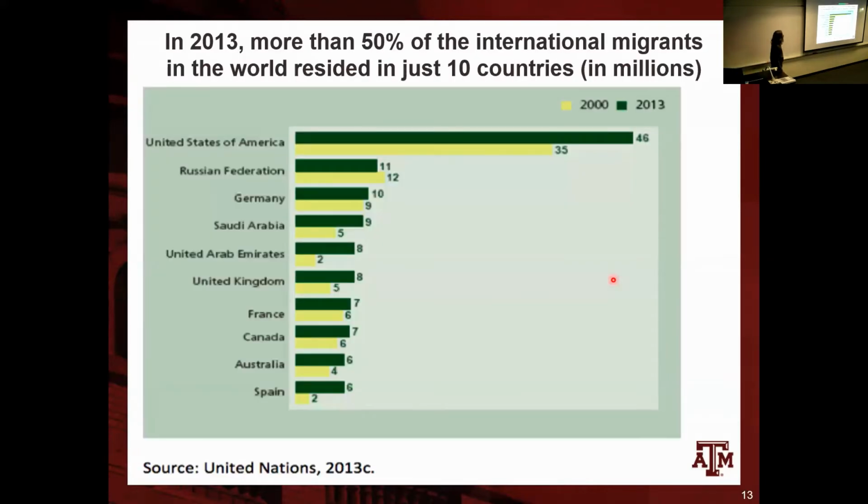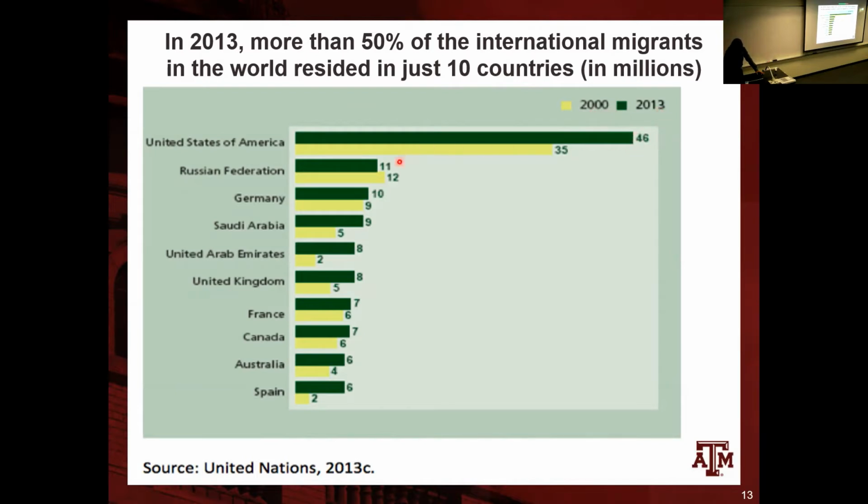And this is just an overview of where international migrants are living right now. Based on data from 2013, data from the textbook, more than 50% of the international migrants in the world are actually living in 10 countries, in just 10 countries. And this is the data here, like the US, Russia, Germany, Saudi Arabia, and so on. And this is data for 2000 and 2013.